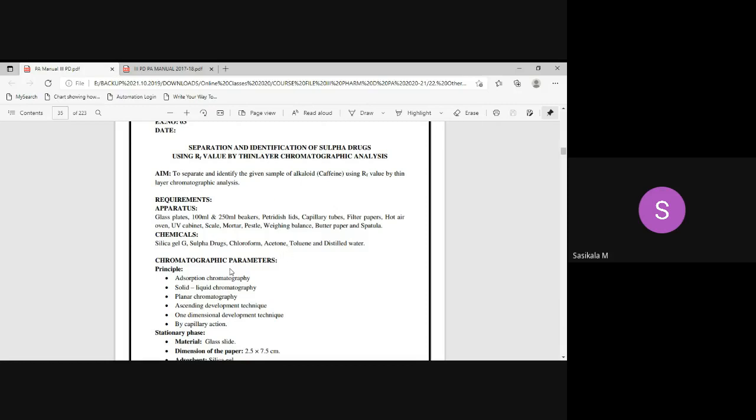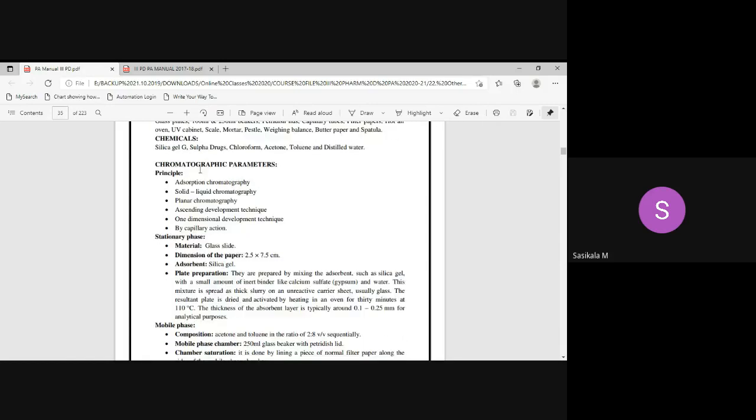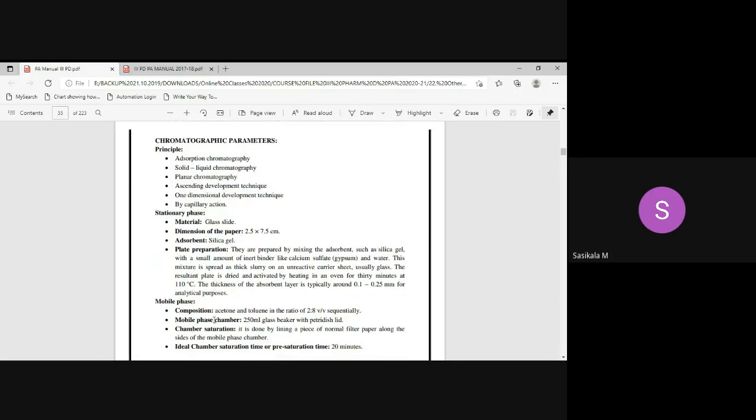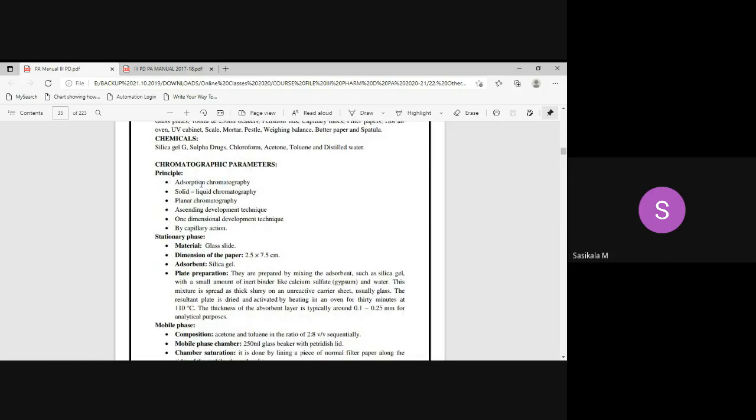Then let's move on to the chromatographic parameters followed in thin layer chromatographic analysis. Firstly, principle, in the same order we discussed in theory. Principle is adsorption chromatography. Since we are using silica gel as adsorbent, it follows adsorption chromatography. And it is solid liquid chromatography, since solid is the stationary phase and liquid solvents are the mobile phase. And planar chromatography, since the separation occurs over the plane surface of thin layer plates.